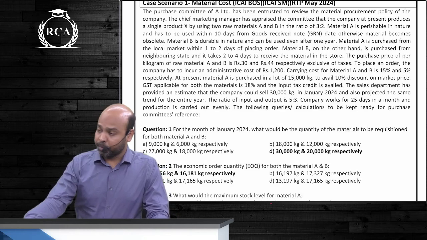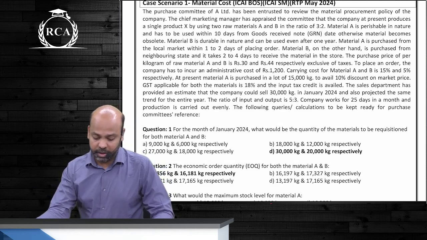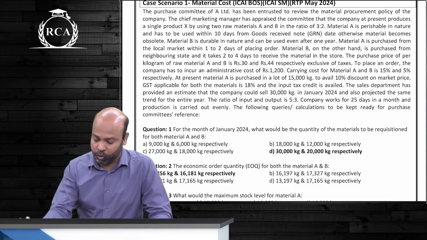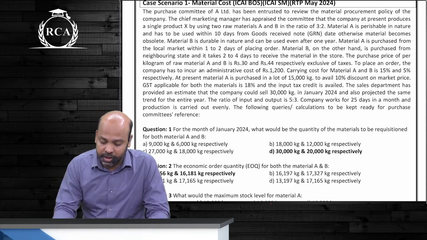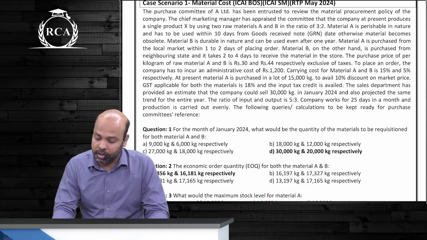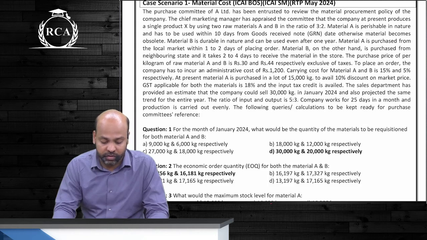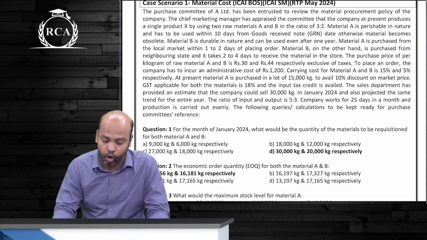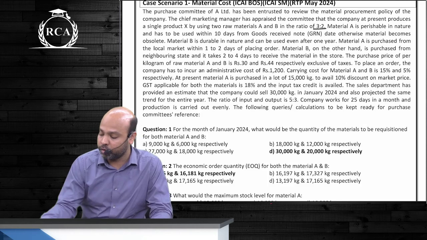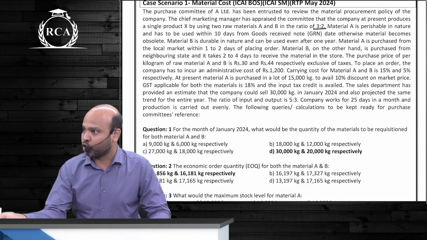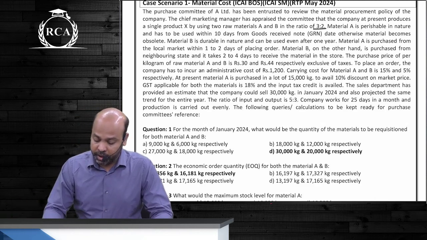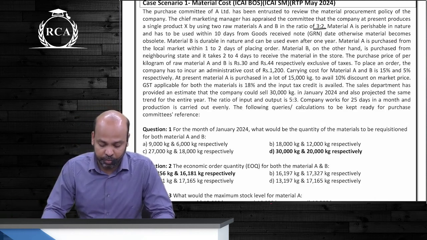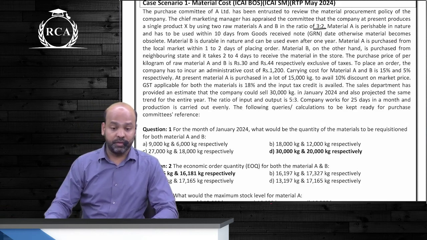So the purchase committee of A Limited has been entrusted to review the material procurement policy of the company. The chief marketing manager has apprised the committee that the company at present produces a single product X by using two raw materials A and B in the ratio of 3:2. This is your raw material mix ratio, guys, 3:2. Material A is perishable in nature and has to be used within 10 days from the goods received note.